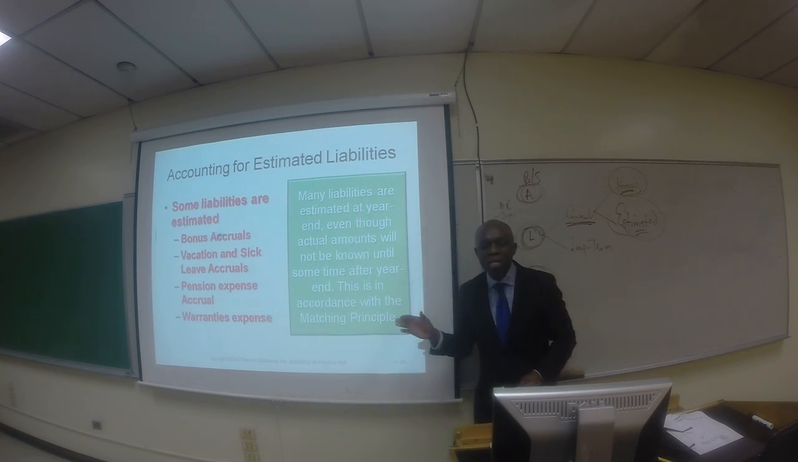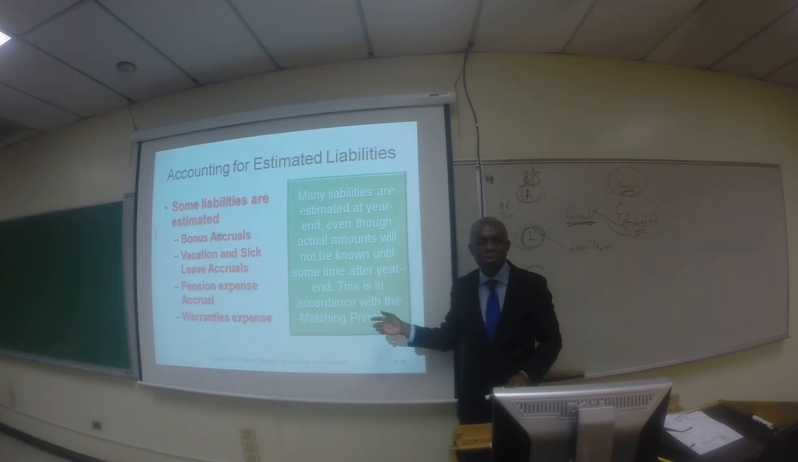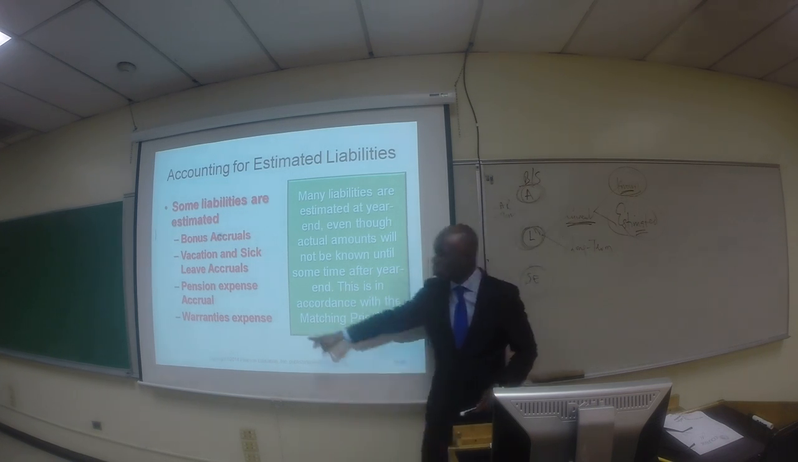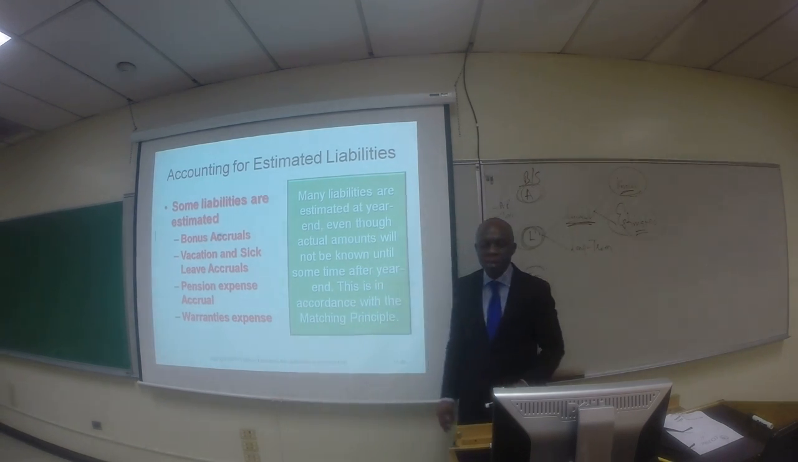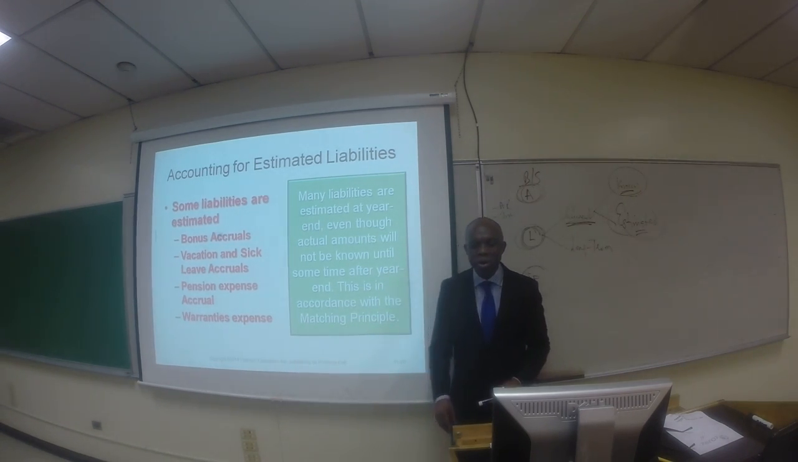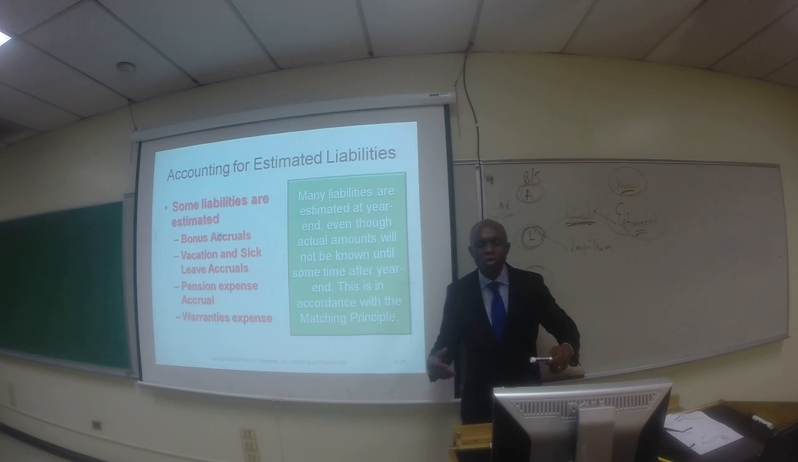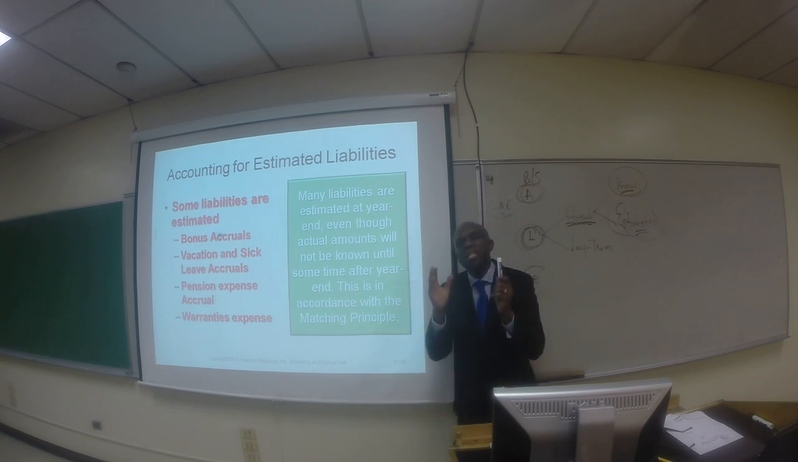Here are some examples of estimated liabilities: bonus accrued, vacation and sick leave, pension expense, warranties expense. We are going to zero in on the last one, which is warranty expense. Why do we have to come up with an estimate? The key is we need to be in compliance with the matching principle. Remember the matching principle that said we have to match every expense with the revenue that it produces?